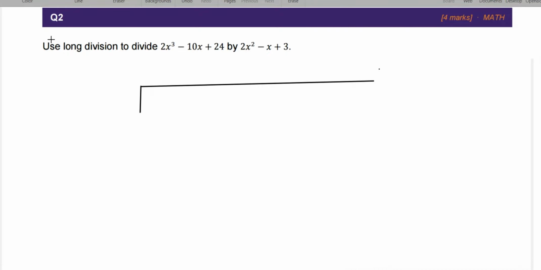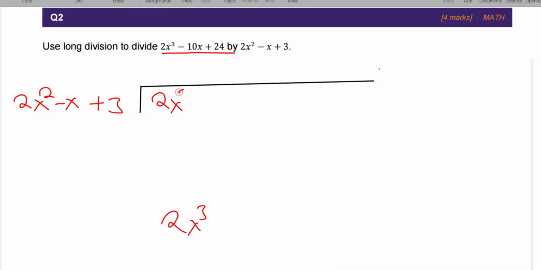So what we're dividing by here is 2x squared minus x plus 3. Now I want you to pay attention to what we are dividing into. We've got 2x cubed minus 10x plus 24. I indicated you need to pay attention to the order. So we've got 2x cubed.